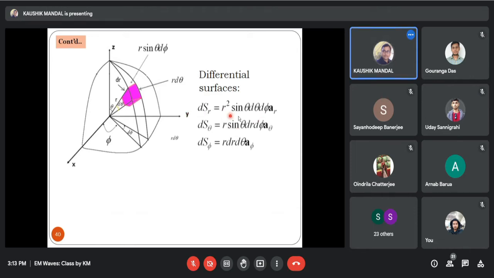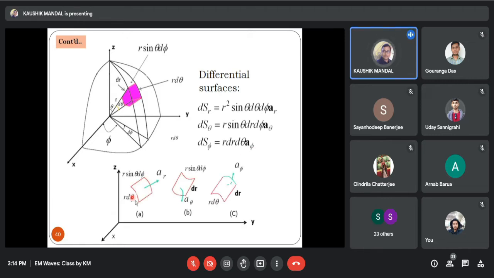So these are the differential surface areas along with the vector notation. dS r will be r squared sin theta d theta d phi, a r is the unit vector. Similarly, dS theta is the incremental area corresponding to theta. It will be r sin theta dr into d phi into a theta, a theta is the unit vector. And finally, dS phi will be r dr d theta into a phi. That is mentioned clearly in this particular figure.